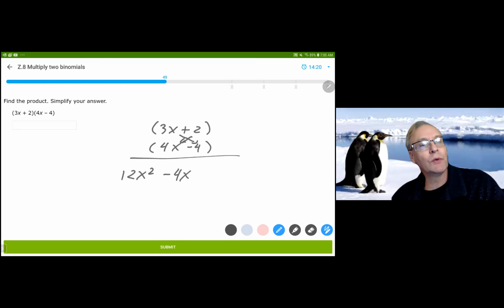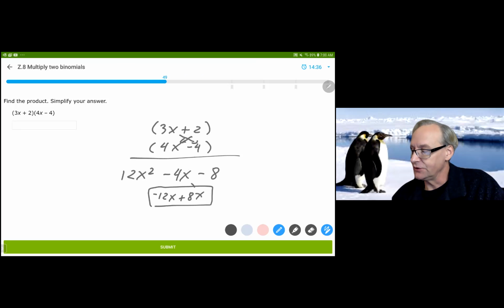If you're having trouble with your adding integers, it's really important that you learn how to do them. And the last step, of course, is 2 times negative 4, which is negative 8. Now, what I really did was I did the minus 12x and the plus 8x in my head. It is important that you do this in your head and that you write it down. Because if you can't, you're not going to be able to undo it. And I want you to be able to undo these.